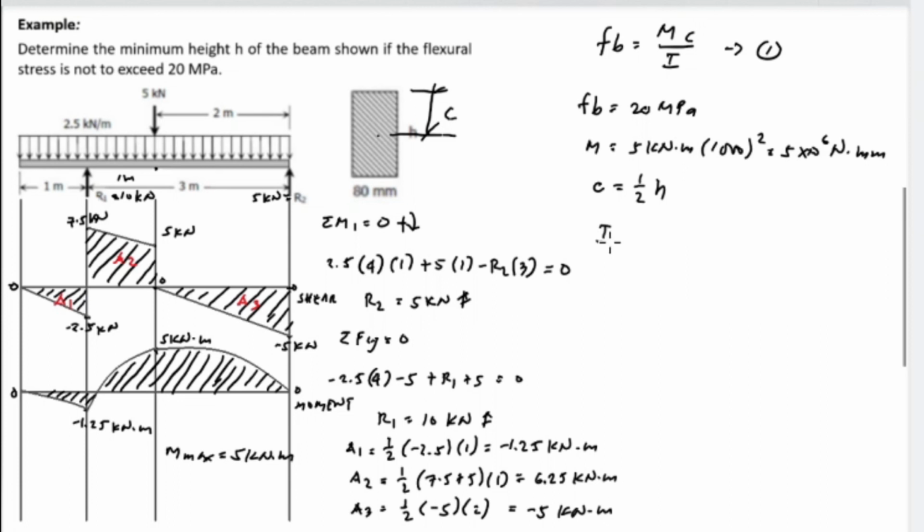section is 1/2 up to the top, which is C, and the value is 1/2 of the height, or H. And I, for rectangular beam, the formula for moment of inertia is BD cube all over 12, and the base is 80 millimeter, and the depth is H, so H cube all over 12, and this will be 20 over 3 H cube for I. So we have I, C, M, and FB.